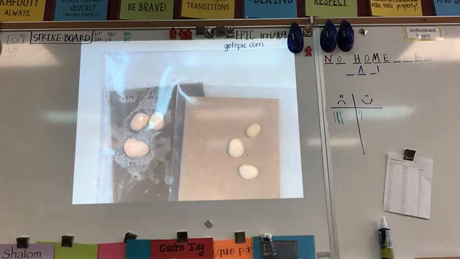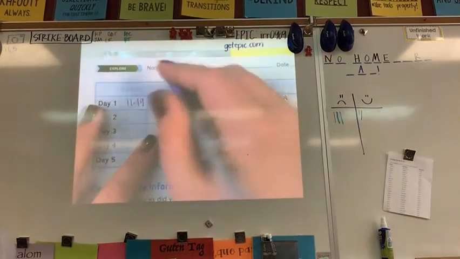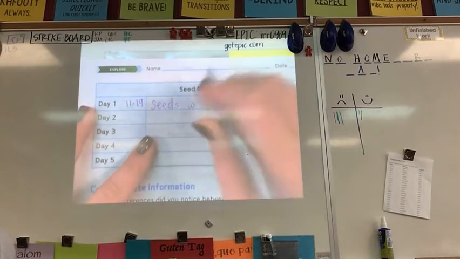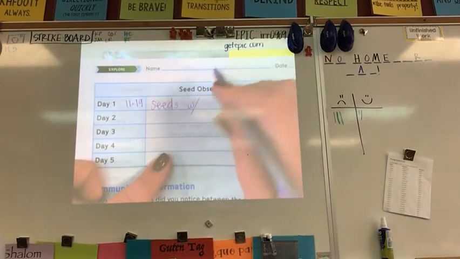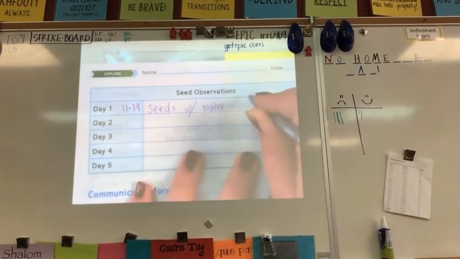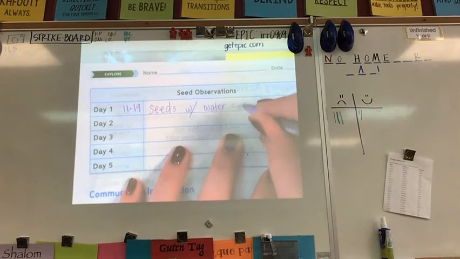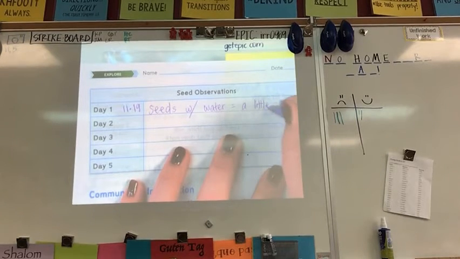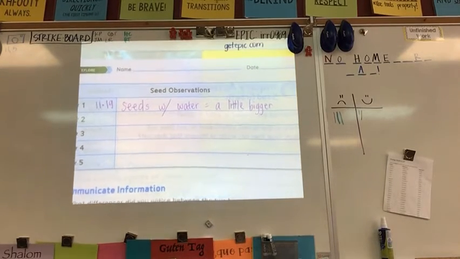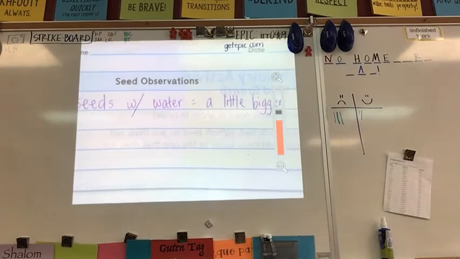What do you notice about the seeds right now, Braylon? Let's jot that down. Seeds with, and here's a shortcut for with, W and a slash. Seeds with water equal, and let's just put a little bigger, because they're not a ton bigger. But you can tell they're just a little bit larger than the other ones. So this is on my table on page 130. I'll zoom in a little for you guys to see that. There you go.